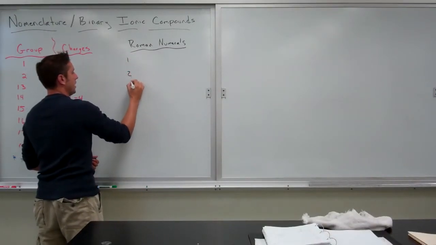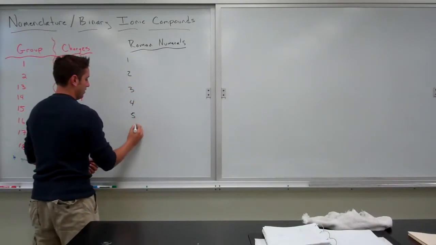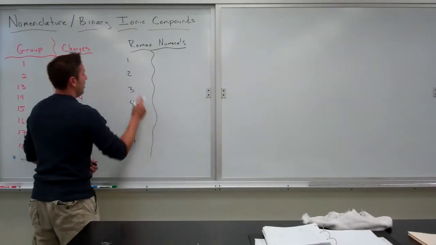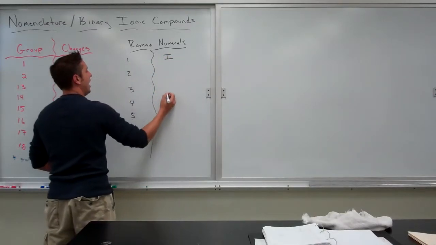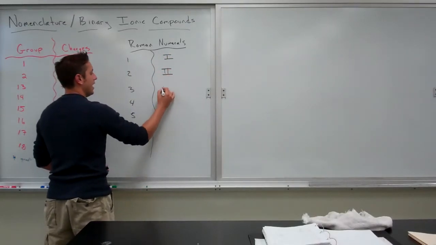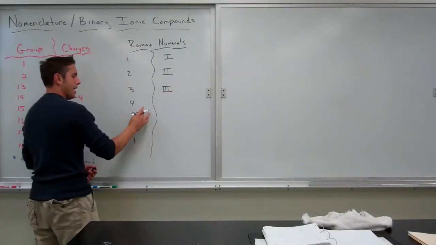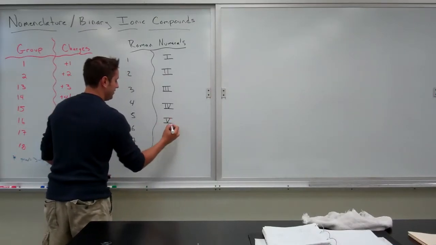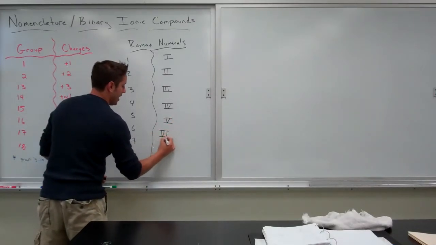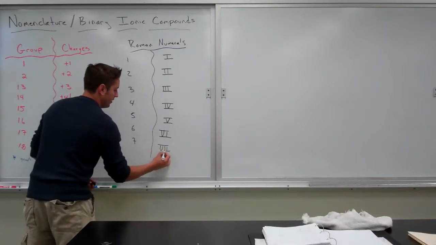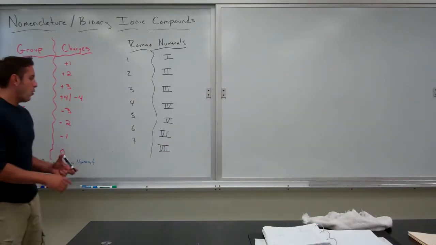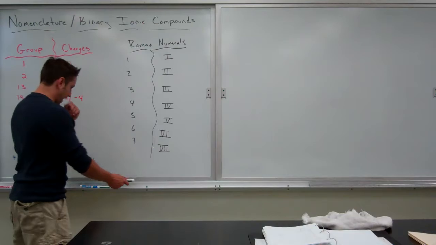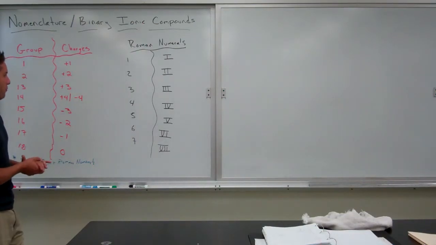And we won't go too far down the list. We'll stop at, say, 7. Right, so the Roman numeral for 1 is just I, 2 is II, 3 is III, 4 gets a little different, IV, 5 is a V, 6 is VI, and 7 is VII. And for the most part, we will not work with many atoms that have more than a +7 charge. Right? So the Roman numeral 7 is about as high as we will have to go.